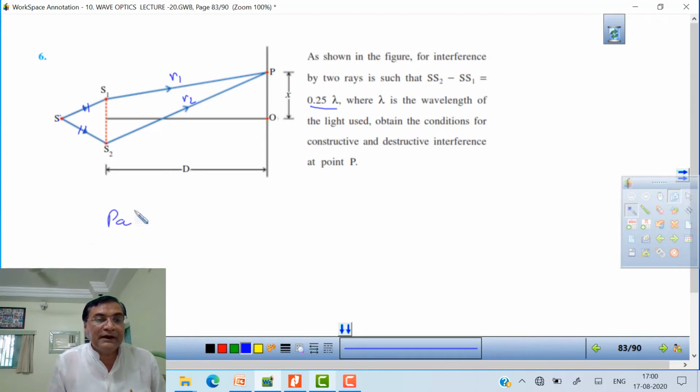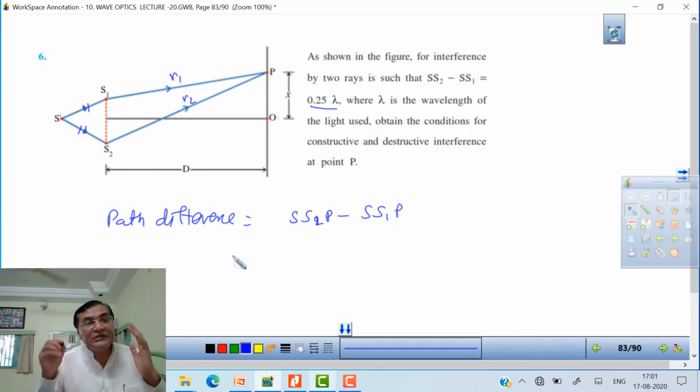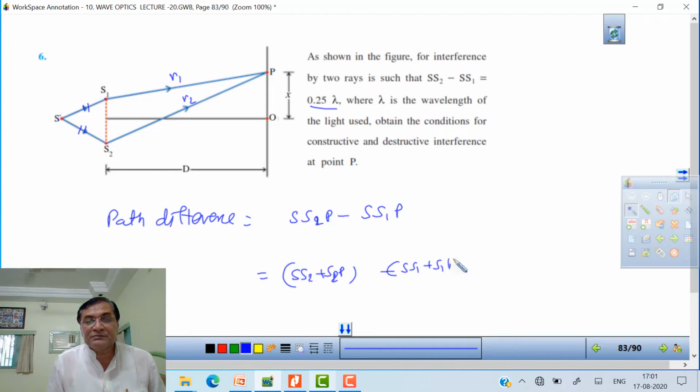So actually what is my path? Actual path difference is equal to S1S2P minus S1P. This is the actual path difference. When we discuss the theory, we use S1 S2, we are not focused on S. So this is the thing: S2 plus S2P minus S1 plus S1P. So S2 minus S1 is already given, so this is 0.25 lambda plus S2P minus S1P.